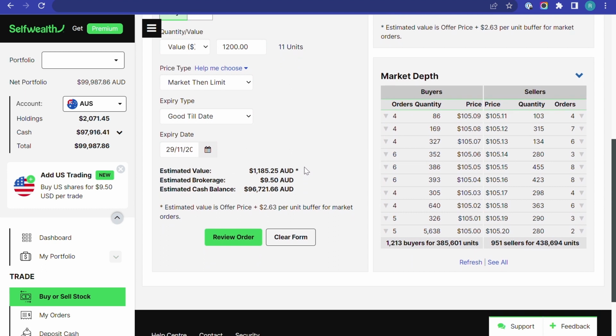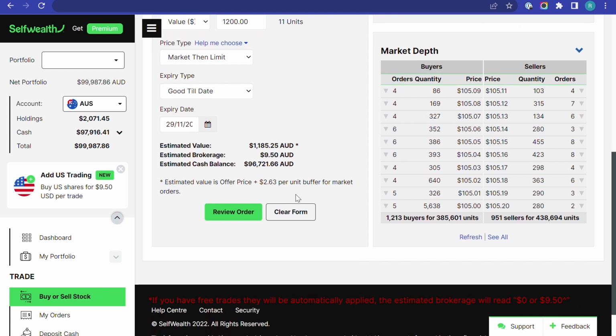Next, we have the estimated value of how much we're going to spend based on our 11 units and the best current price available. Our brokerage, which is going to be $9.50, and our estimated cash balance that shows how much money we'll have in our account once we execute this trade. Keep in mind, this is an estimate. Our market then limit will execute at the best available price and the current price is not live. So again, if you'd like an updated market depth or order book, hit the refresh button below the market.